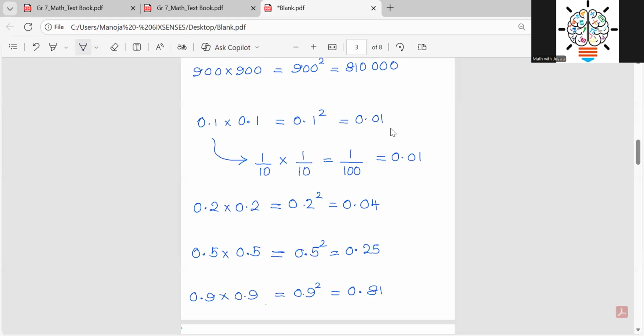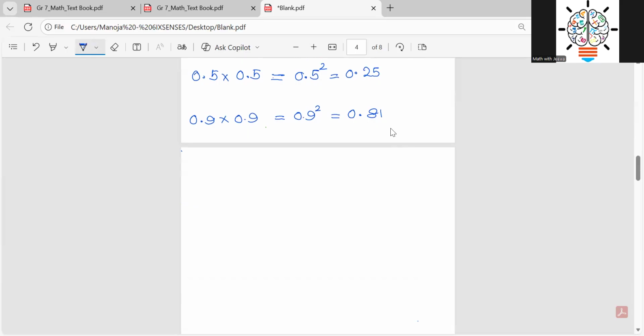The same way, children, if I take something like 0.02 times 0.02, now what happened? Now I have two decimal places in the question. If you multiply it by itself, in the answer there should be four decimal places. And 2 times 2, what is the answer? It is 4. So I am keeping four decimal places like this.